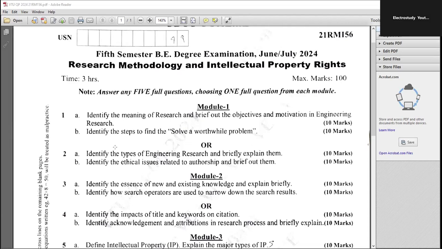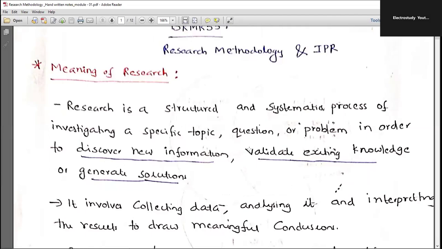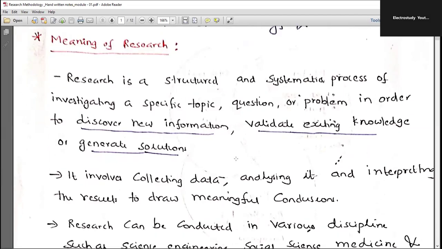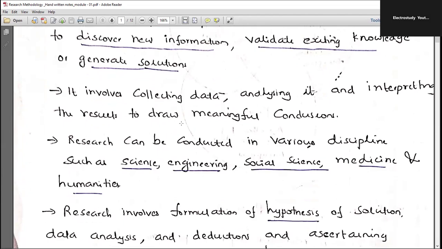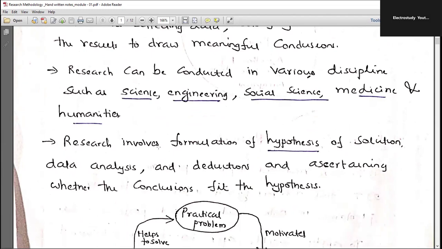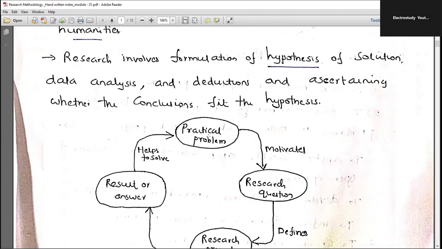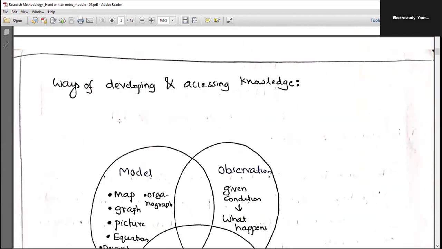So for the research meaning you are supposed to write: discover new information, validate existing knowledge, or generate the solution. Also, we can talk about different discipline-based research such as science, engineering, social science, medicine, etc. If possible, draw a simple block diagram.